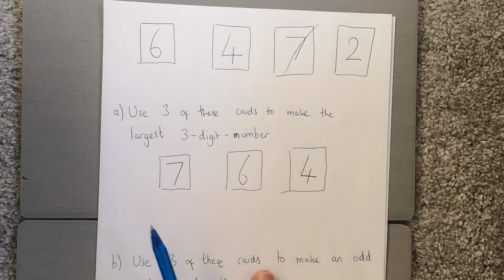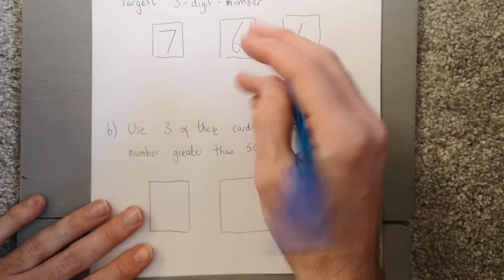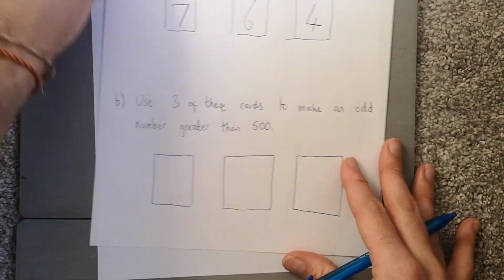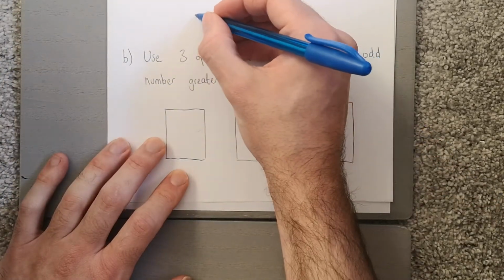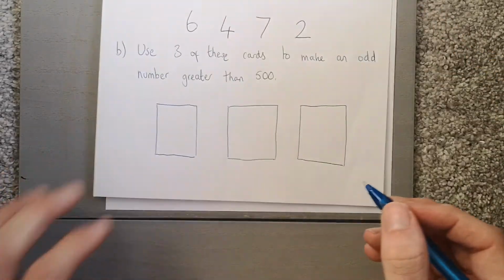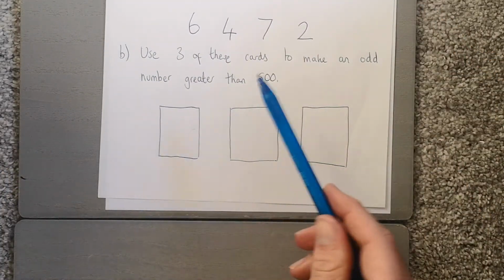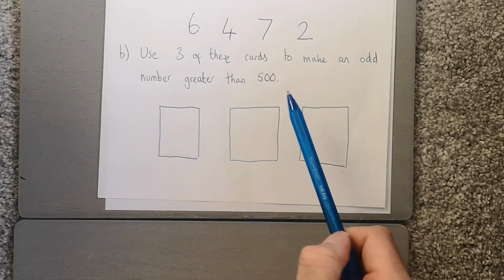Okay, right, then you've got this one. So let me write them again. These are the numbers that you have. So if I just push that up a bit. So you've got the numbers 6, 4, 7 and 2. It says use 3 of these cards to make an odd number that is greater than 500.